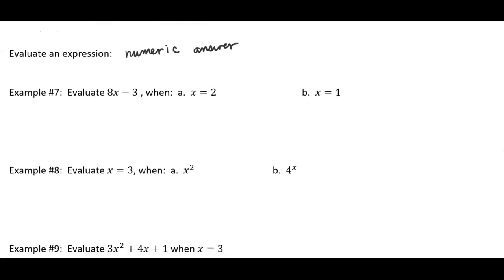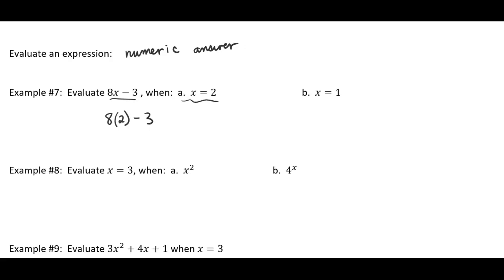We have an expression right here, 8x minus 3, but then they tell us in part A, x equals 2. So we're going to take out the x and we're going to replace it with 2. Now notice that I put in parentheses around the 2. I need that to indicate that it is multiplication, or I could have used the dot for multiplication. I don't want it to look like 82.